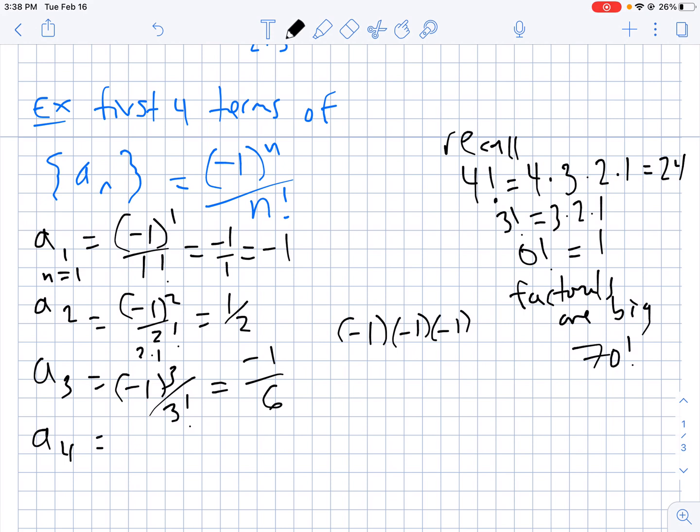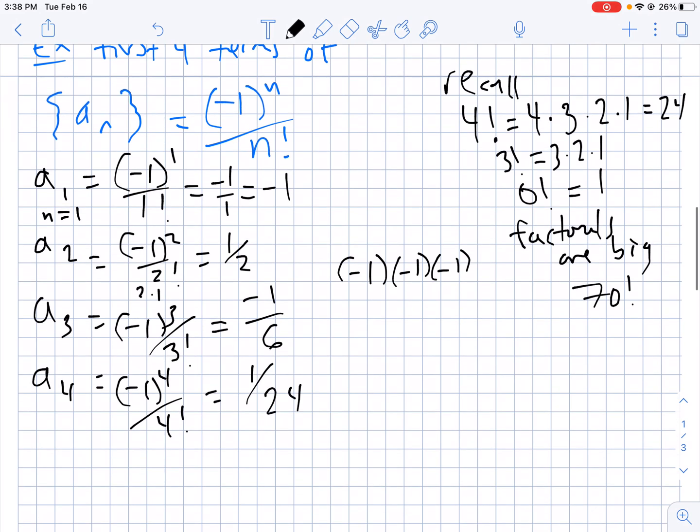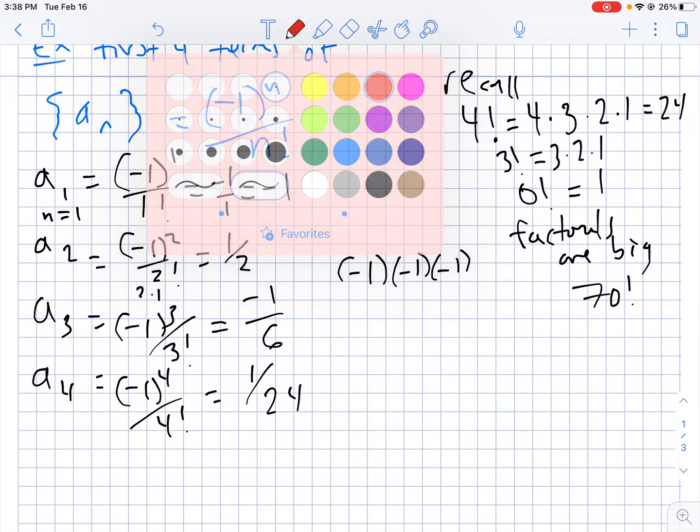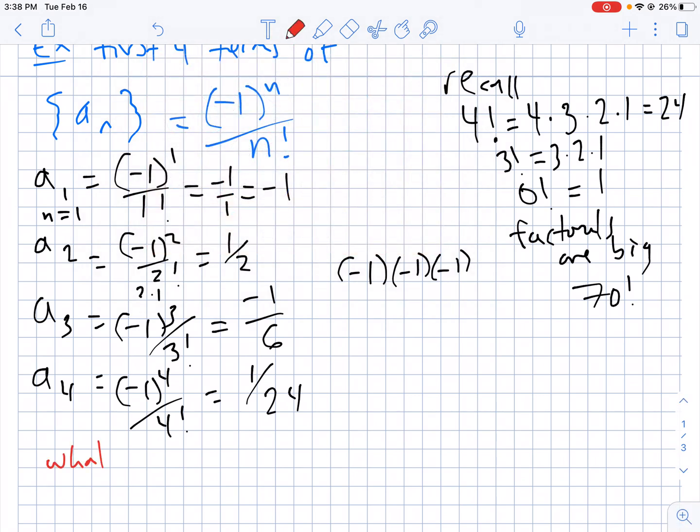Okay. And then a sub 4 is negative 1 to the 4 power over 4 factorial. 4 times 3 times 2 times 1 is 1 over 24. So that's what's going on there. And you might be wondering, a question that we'll talk about, what does the negative 1 to the n do? You might have looked at this and just said, oh, all it does is it makes the terms alternate. That's it. Okay, so that's what's going on in the first couple terms of a sequence.